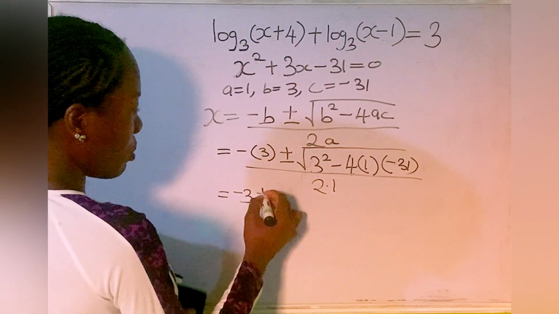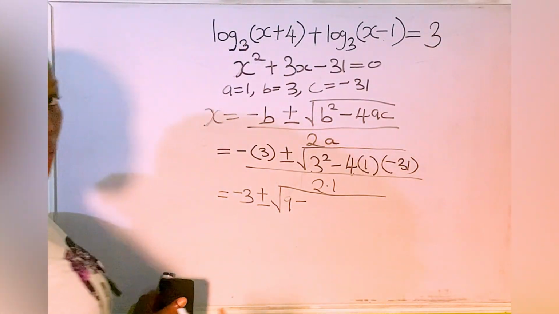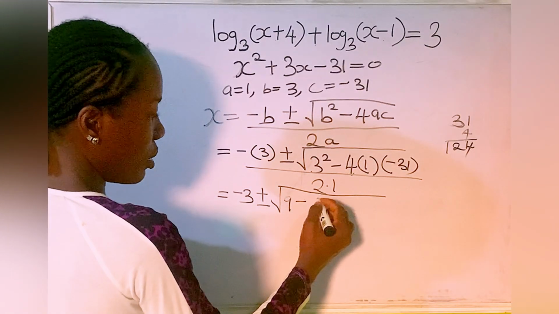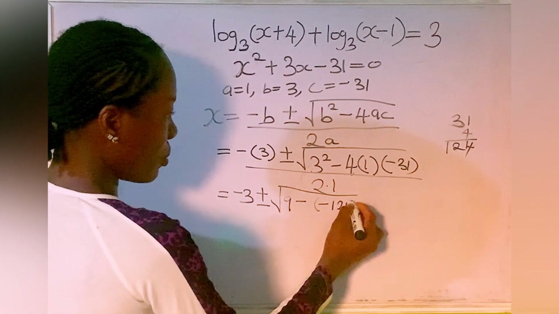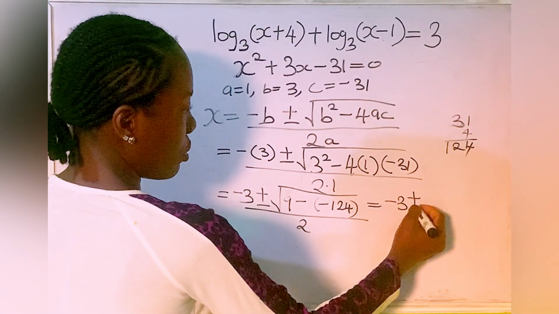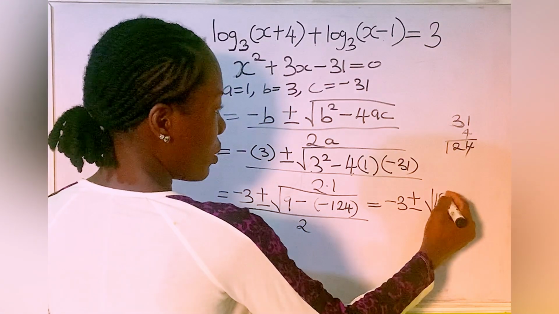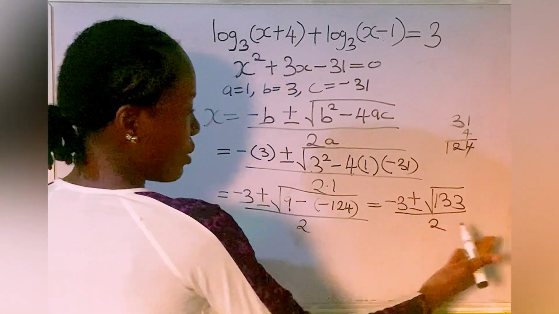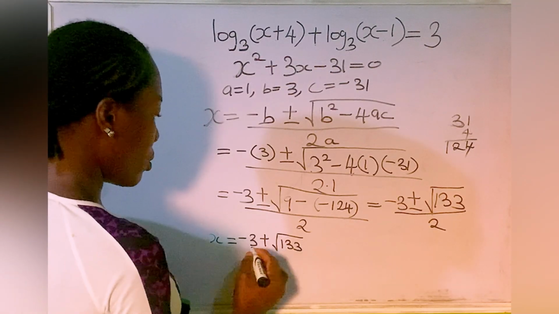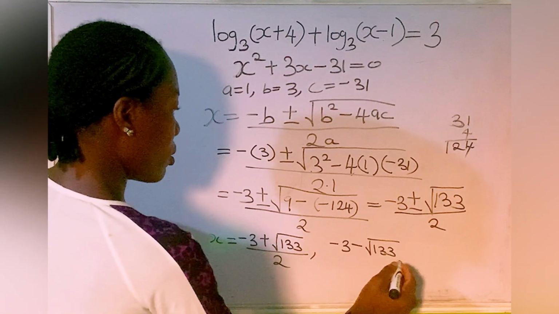This is minus 3 plus or minus the square root of 3 squared, which is 9, minus 4 times 1, which is minus 4. Now, minus 4 multiplied by negative 31 is what? Here, negative 124. Okay? All over 2 multiplied by 1, which is 2. So it becomes minus 3 plus or minus the square root of 9, negative negative becomes positive, so now 9 plus 124 is what? 133. Okay, all over 2. This is the value of our x. x is equal to minus 3 plus root 133 over 2, or minus 3 minus root 133 over 2.